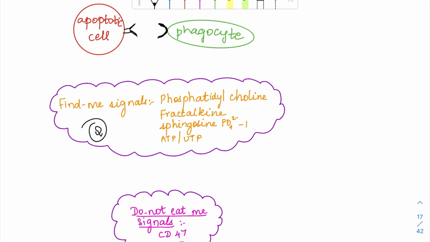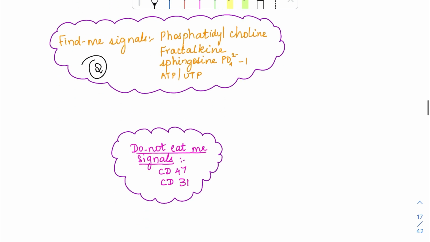Other than that, there are also find me signals, which are actually recruiting signals. So the apoptotic body is going to express phosphatidylcholine, fractalkine, sphingosine 1-phosphate, ATP or UTP. All of these are called find me signals, which recruit the macrophages to the site where this apoptosis is happening.